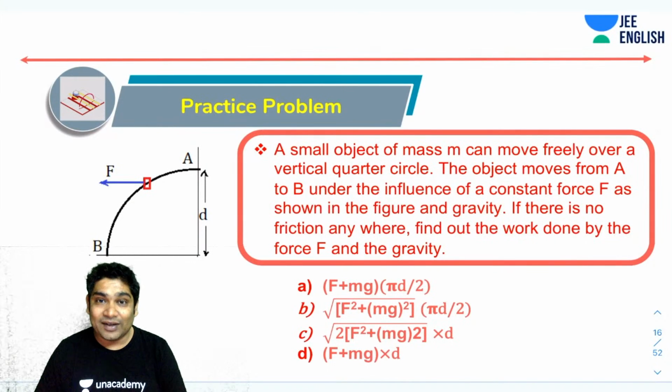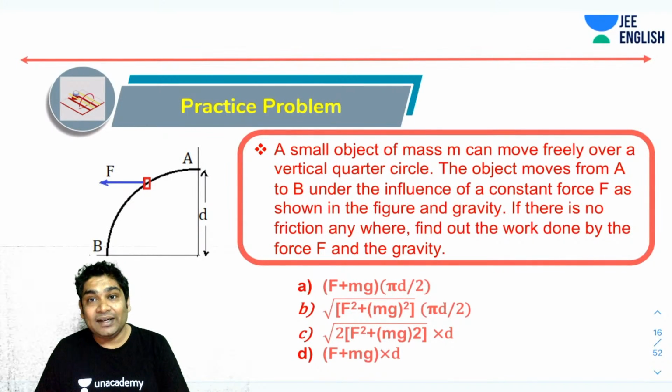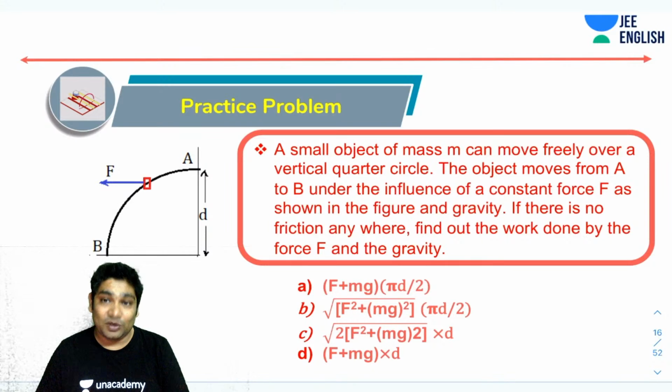Let's go over a quick problem. You've been told here that a small object of mass m can freely move over a vertical quarter circle. Now the object moves from A to B under the influence of a constant force F as shown in the figure, and the force of gravity. If there is no friction anywhere, you have to find out the total work done by force F and gravity when it goes from A to B.